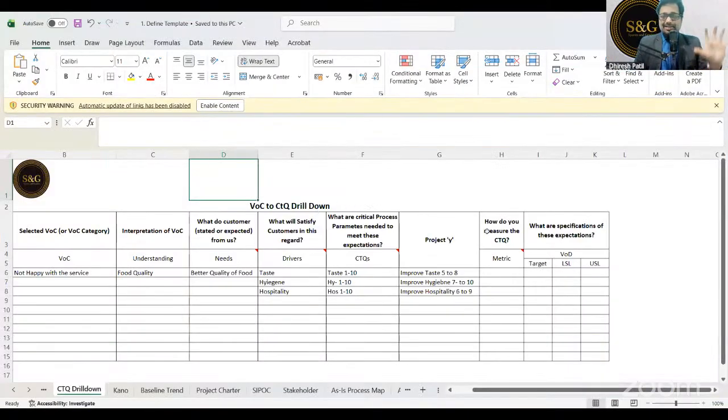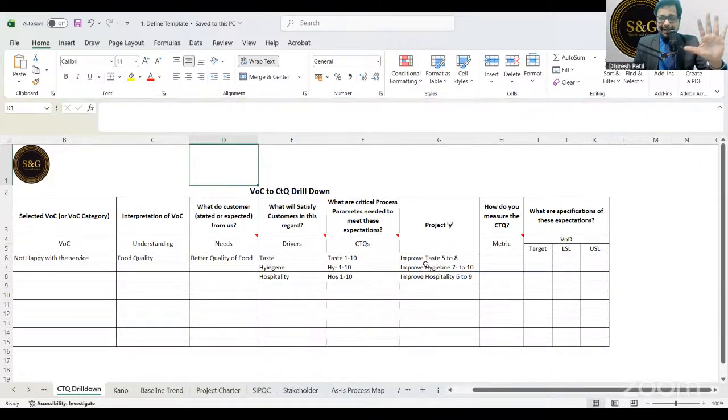All right. So these are simple Excel templates looking like this. Now understand this. Understand the flow of it.